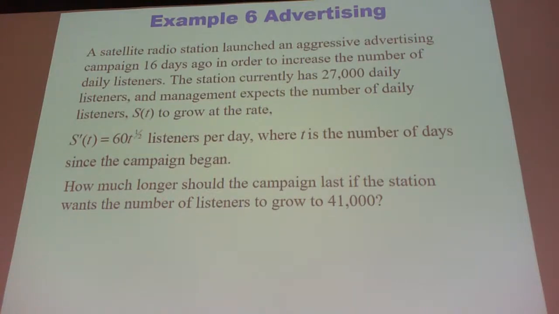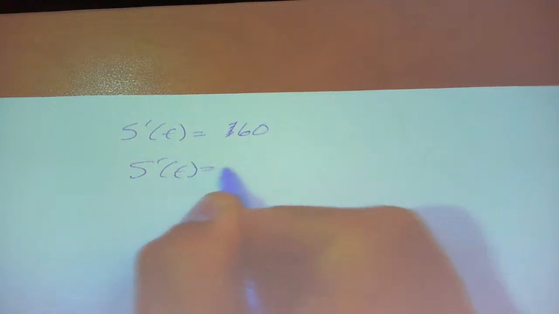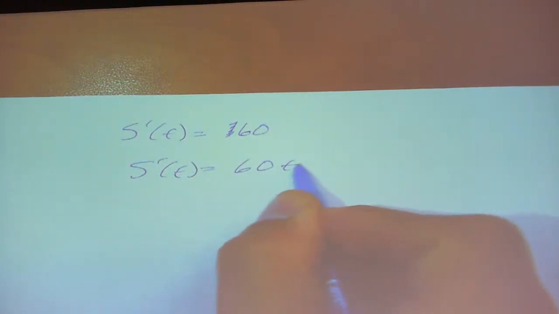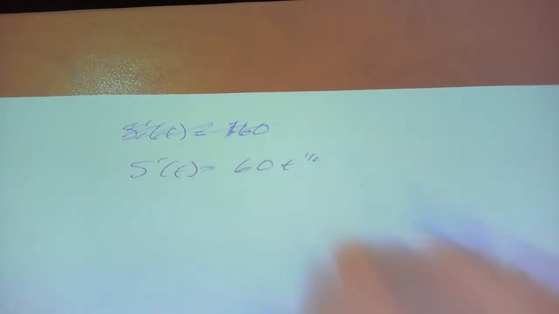So basically, they gave me the derivative function, 60 t to the 1/2. Okay? That is a derivative. How do I take that backwards to find the original?